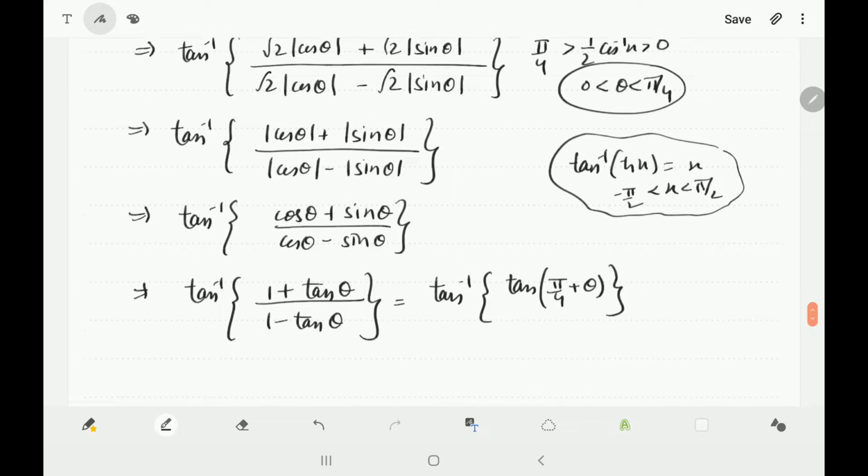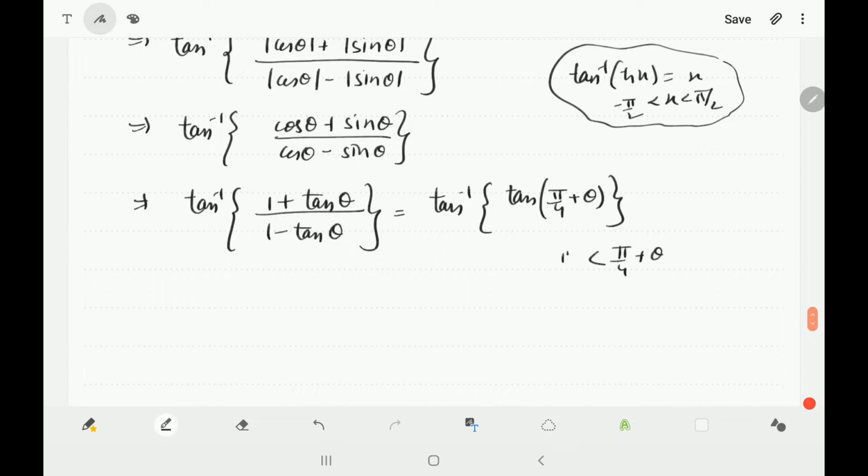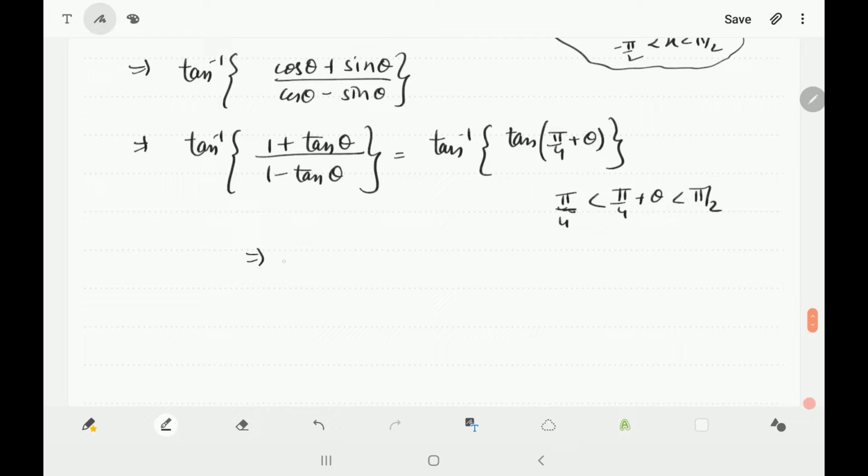Okay, so pi by 4 plus theta lies from where to where? Because theta is from 0 to pi by 4, pi by 4 plus theta goes from pi by 4 to pi by 2, which is already in the principal value branch, and hence the answer for this problem will be pi by 4 plus theta.